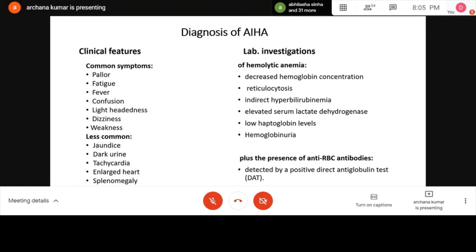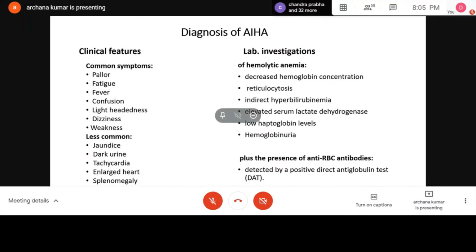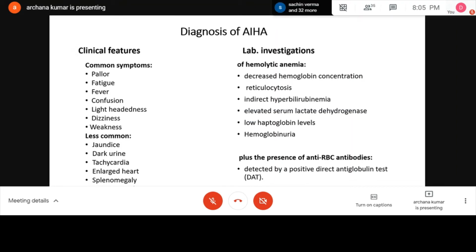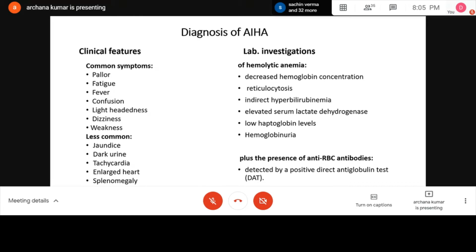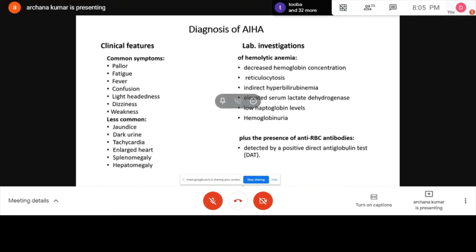To diagnose, the lab investigations are typically the classical ones of hemolytic anemia. What is that? Decreased hemoglobin, reticulocytosis, indirect hyperbilirubinemia, elevated serum LDH, low haptoglobin, and with or without hemoglobinuria. But to make a diagnosis of AIHA, in addition to these, we should have a positive direct antiglobulin test. This is very important: the lab investigations of hemolytic anemia plus the presence of anti-RBC antibodies detected by a positive direct antiglobulin test.